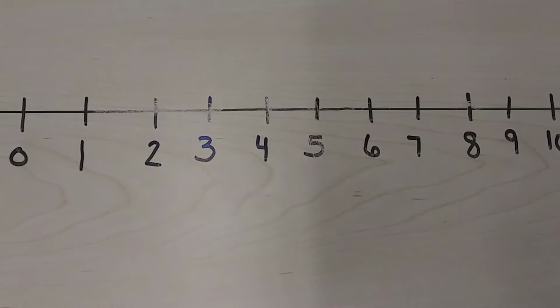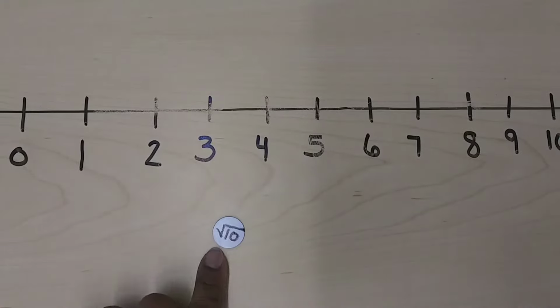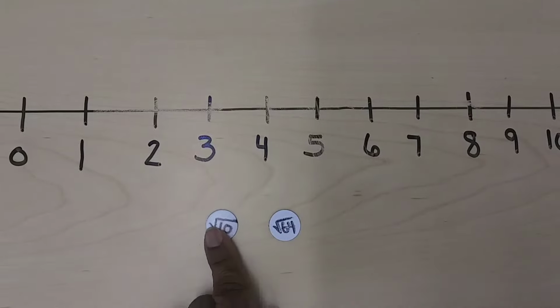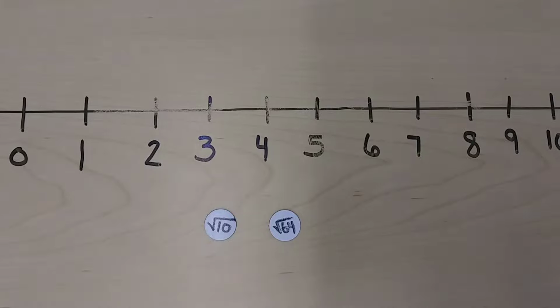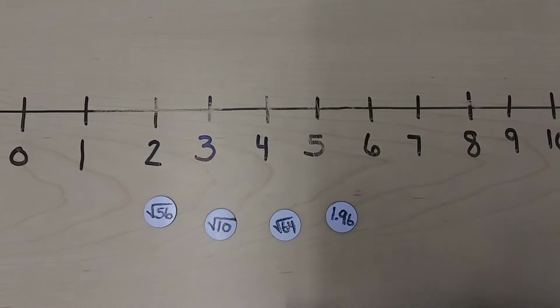What about the square root of 10, the square root of 64, the square root of 56, 1 96/100? We're going all in, you all. And let's do one more and say, nope, you know what? Let's keep it at that, okay? Which one should we do first?